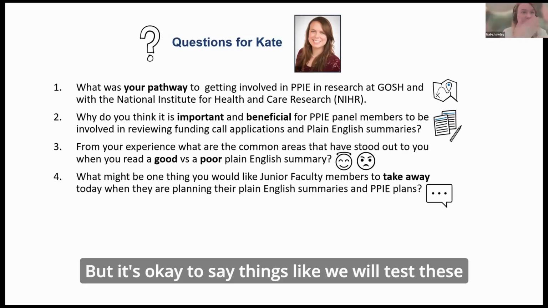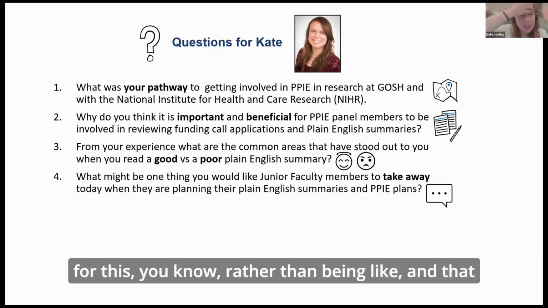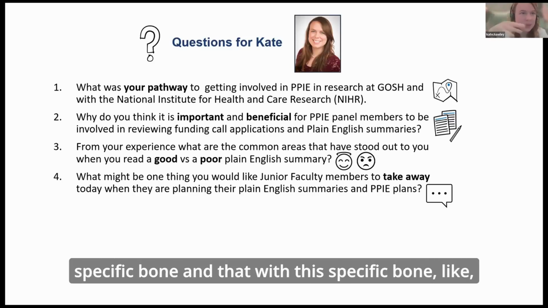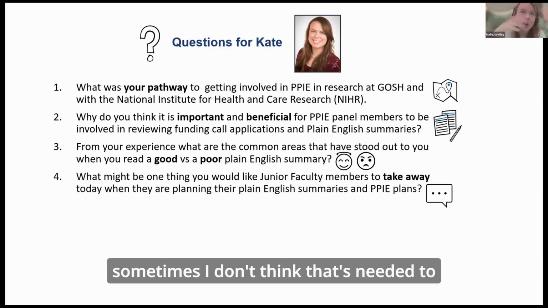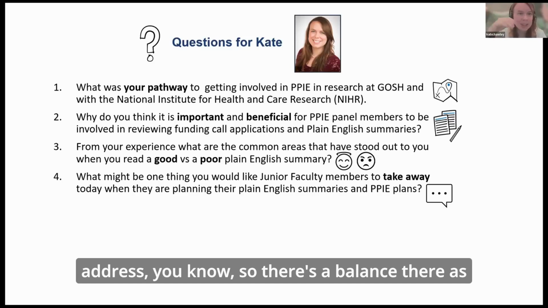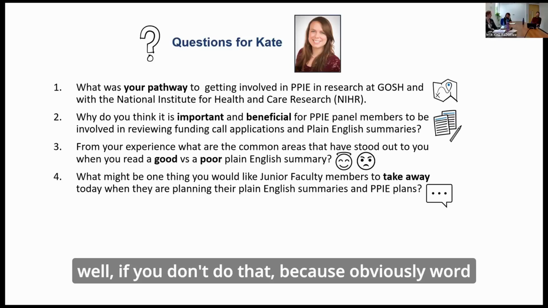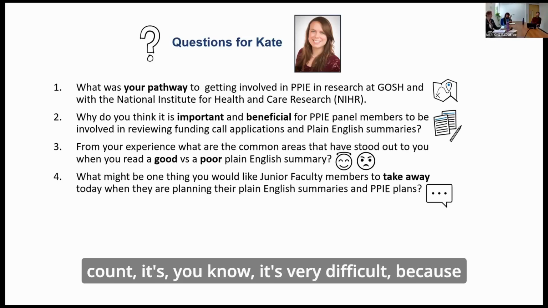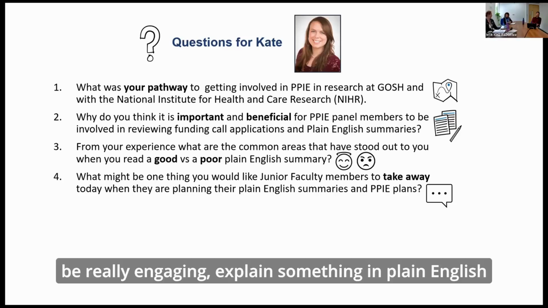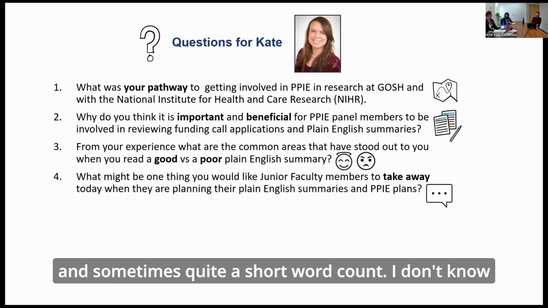But it's okay to say things like, we will test this number of drugs, or we will try a new method for this, rather than saying that method will include doing this with this specific bone and that with this specific bone. Sometimes I don't think that's needed to understand what the research is ultimately trying to address, so there's a balance there as well. And you're freeing up some word count if you don't do that, because what you're trying to do is be really succinct, be really engaging, explain something in plain English and get across what you want to do, sometimes in quite a short word count.